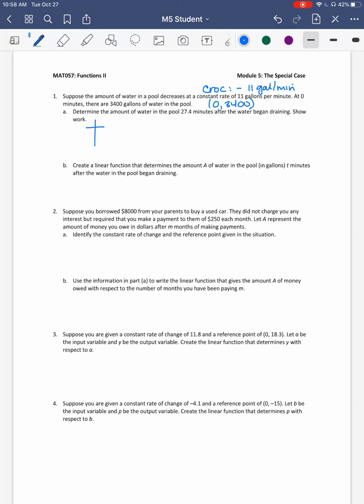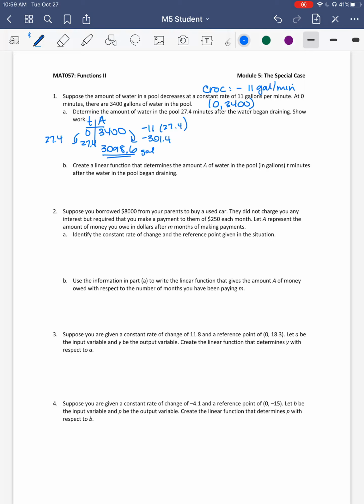You know me, I like me some tables, so I'm going to do this. So at 27.4 minutes, my change in input is also just going to be 27.4 because it would be 27.4 minus 0. I'm going to multiply that by my crock, so negative 11 times 27.4. I'm going to get negative 301.4 gallons. So in 27.4 minutes, we lose 301.4 gallons. So 3,400 minus the 301.4, I'm actually going to get 3,098.6. So that is my final answer. And by the way, it's gallons.